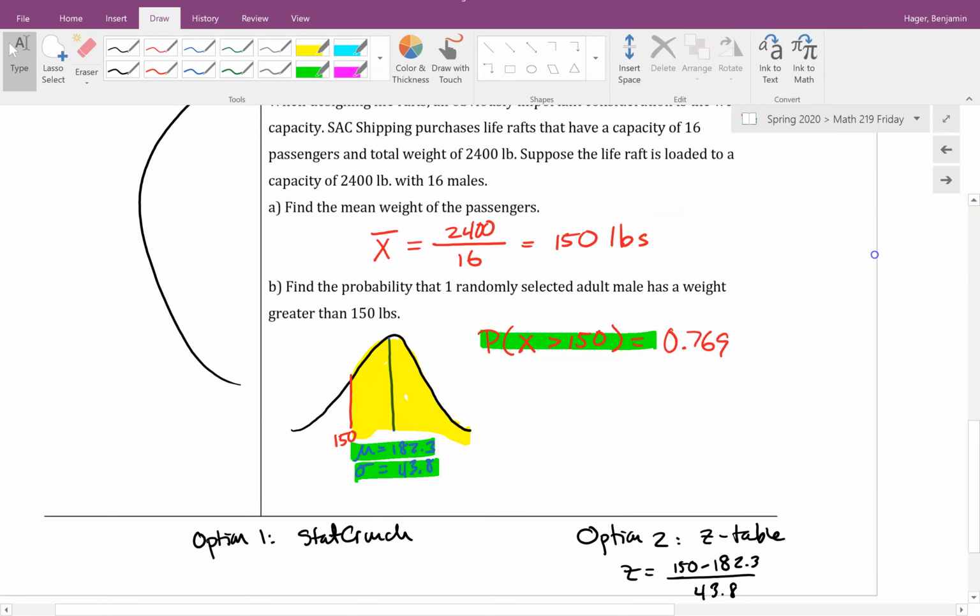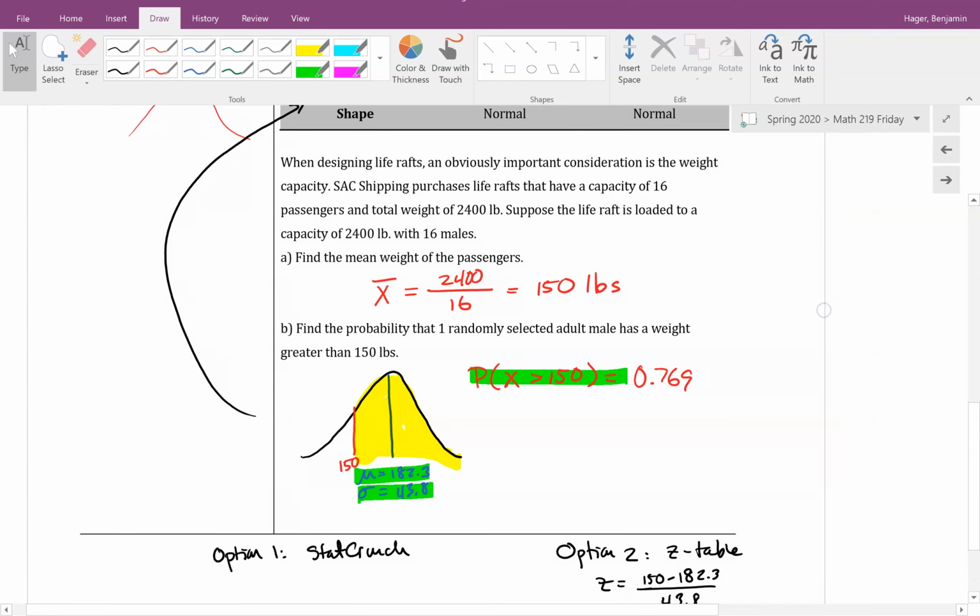Okay, so again, if I've got a fully loaded life raft that's at weight capacity, 2,400 pounds, and it's got 16 people in there, that means each person is averaging 150 pounds. Well, the probability of selecting a person that weighs more than 150 pounds is pretty good. It's almost a 77% chance you're going to do that. That doesn't sound good for our life raft.